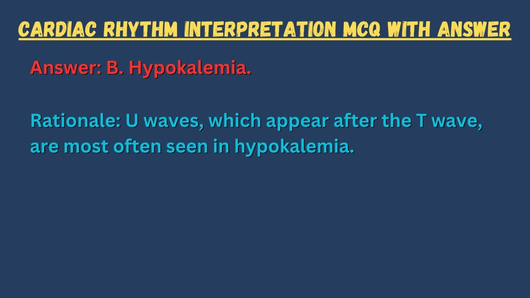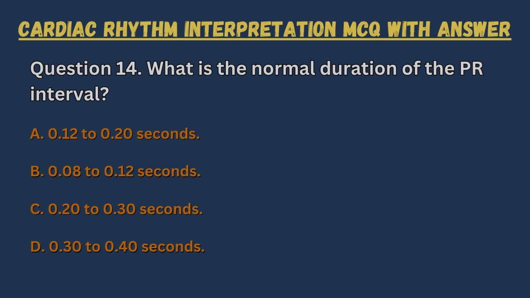Answer: B. Hypokalemia. Rationale: U waves, which appear after the T wave, are most often seen in hypokalemia. Question 14. What is the normal duration of the PR interval?